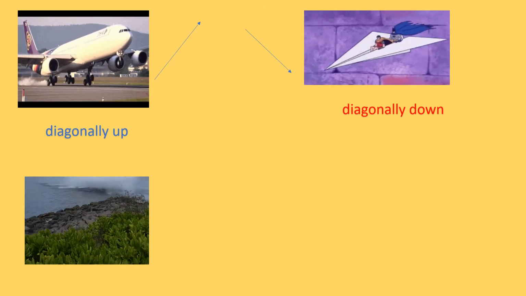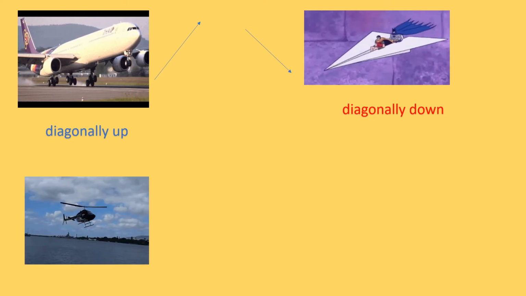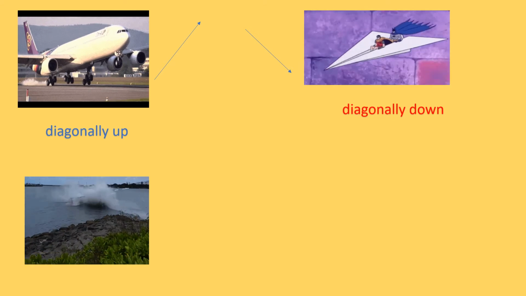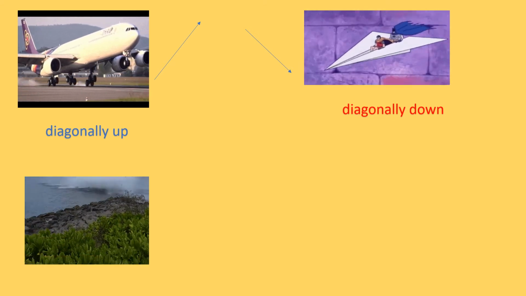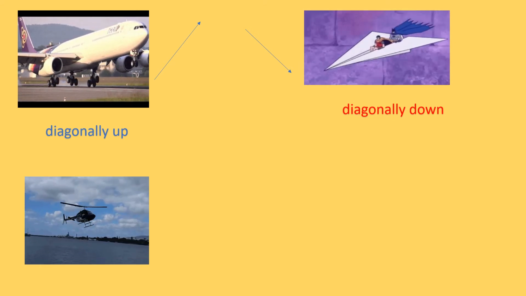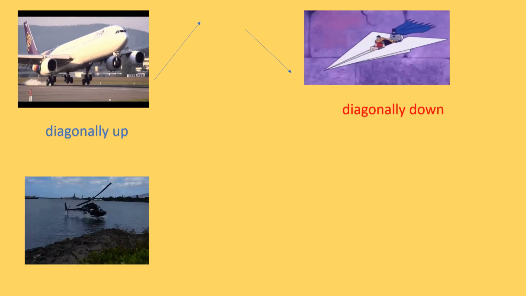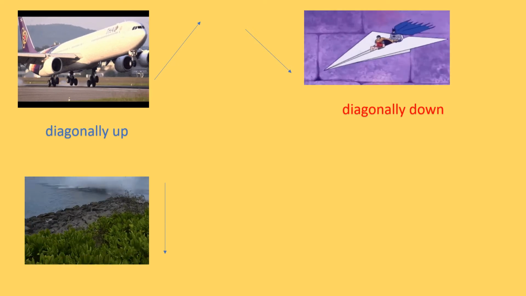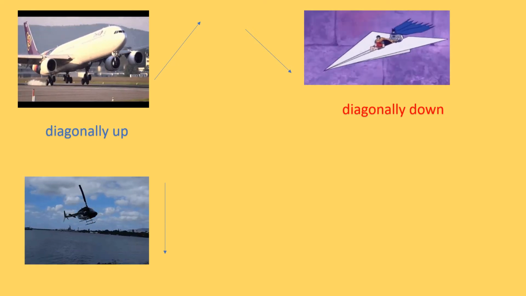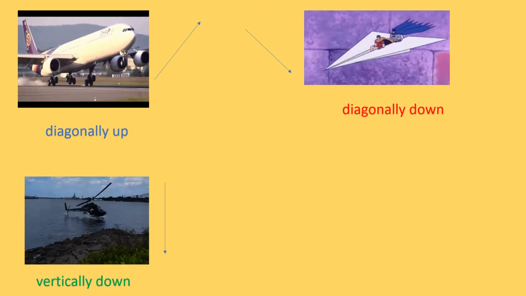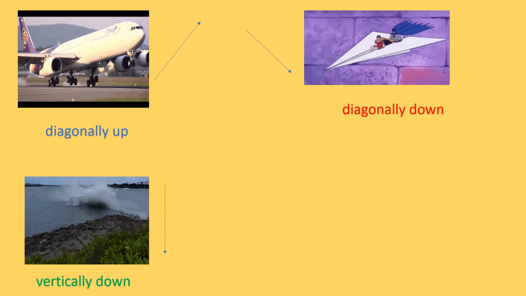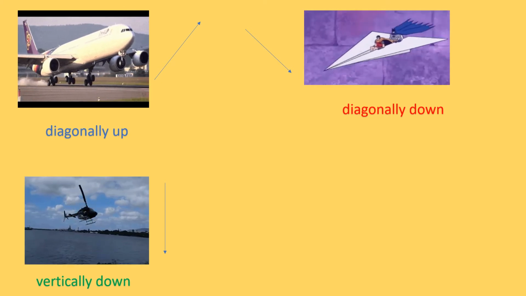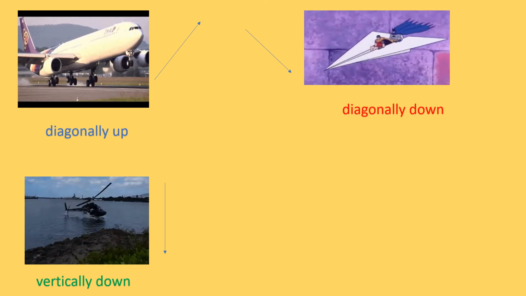The movement of the plane is different from the movement of the helicopter. As you see, the helicopter in this picture or in this photo is going down, but the way it's going down is different from the aeroplane. It's going like this arrow. So we call this vertically down, vertically down. Okay.